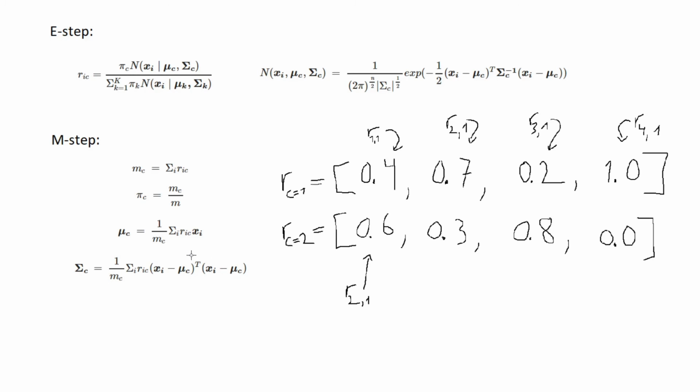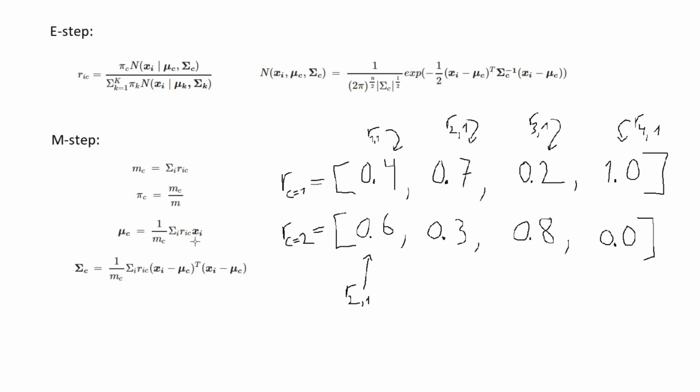But that formula does not exactly look like this, because then we would have 1 divided by the number of samples, and this RIC would not be here. So we would just sum the samples and divide by the total. That's basically the definition of the mean. But it turns out this is also the best ML estimate for the Gaussian.